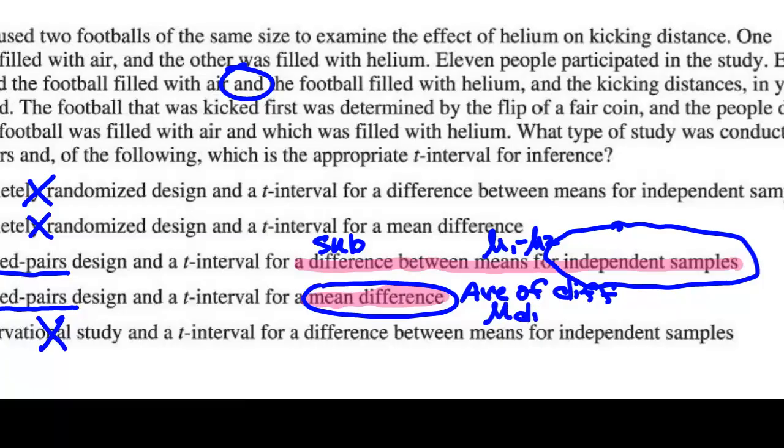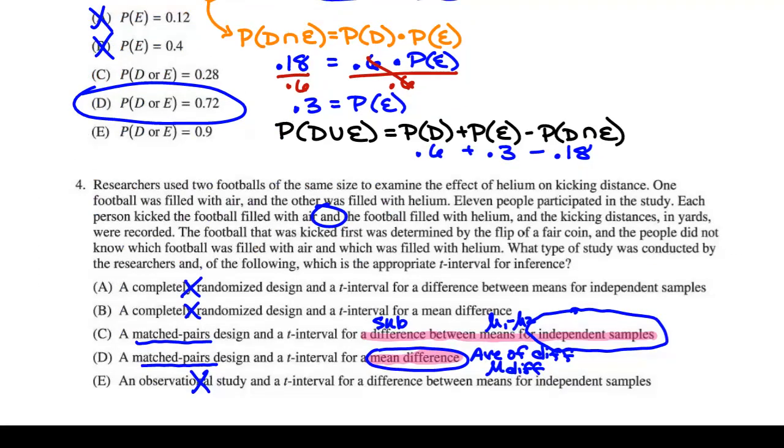So mu diff. That's what we do for matched pairs. We want the mean, the average, after you've subtracted all of these. Helium minus air, helium minus air, helium minus air. You take all of those numbers and then calculate an average.